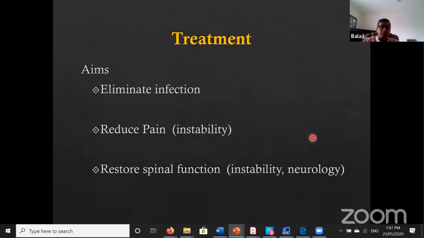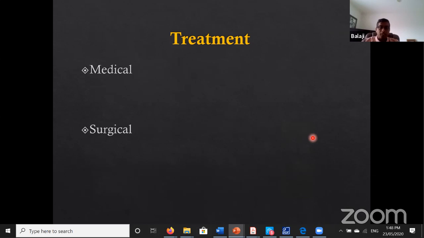So how do we treat these patients? The main aims of treatment are to eliminate the infection, reduce the pain, which may also be because of the instability, and most important, to restore the spinal function, which means eliminating any instability and addressing any neurological deficit. How can we do this? Medical management and surgical management. As we mentioned at clinical presentation, only one third of patients have neurological compromise. The majority of them have only back pain. So medical management is the mainstay for most of these patients.